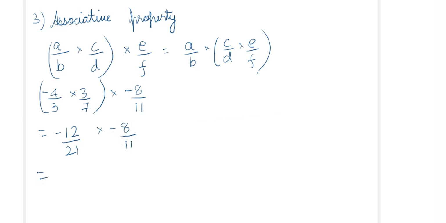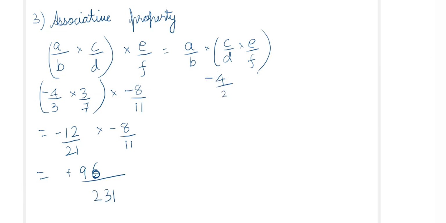When you multiply minus 12 into minus 8, what do you get? 8 2s are 16, 8 1s are 8 plus 1, 96. Minus into minus is plus, right? And 21 into 11, when you multiply that, we get 231. So let's check the other way around as well.